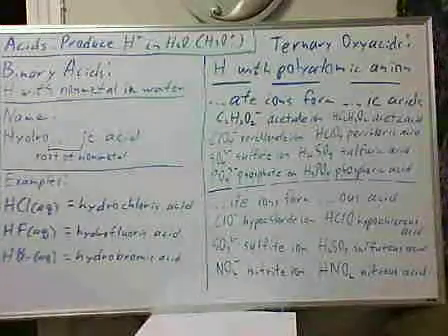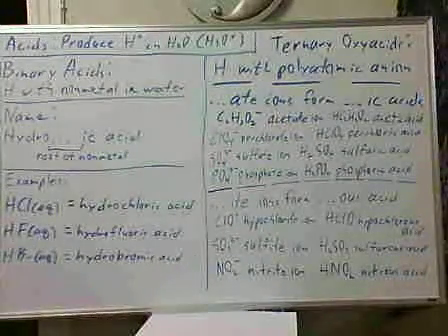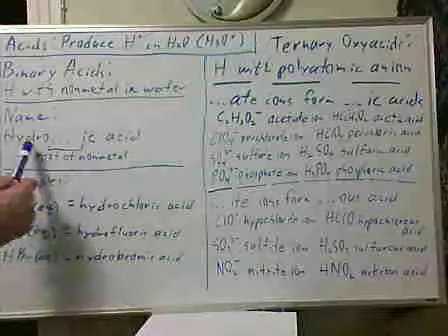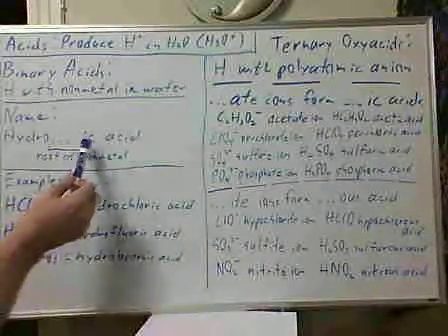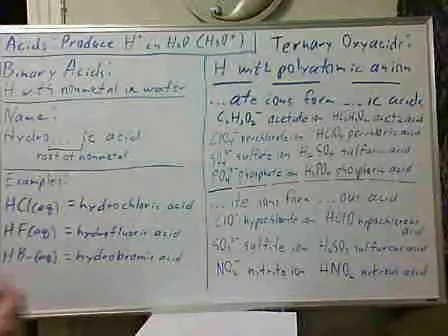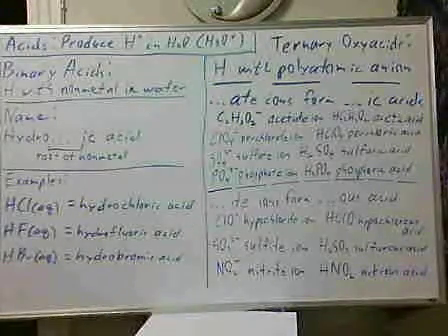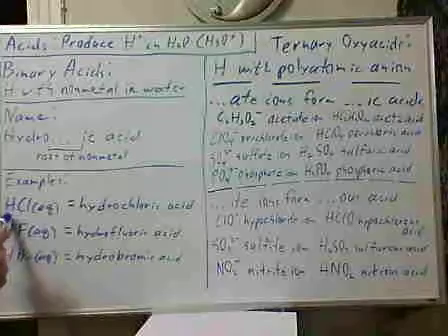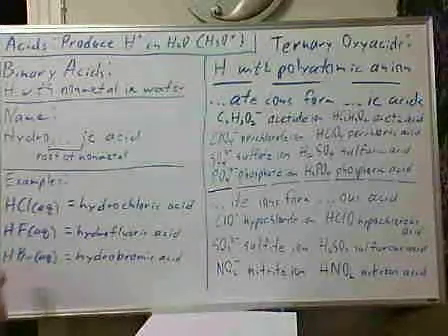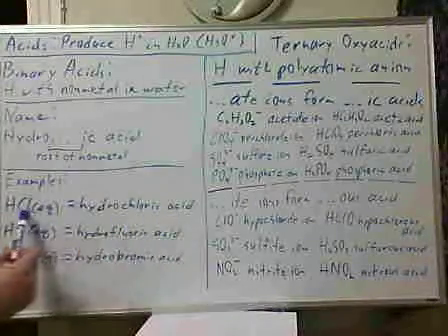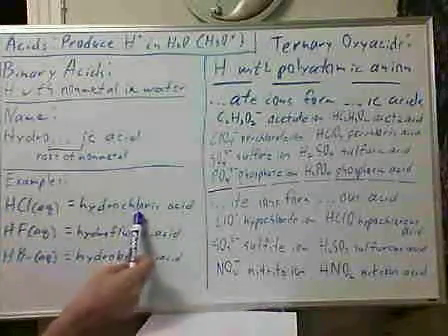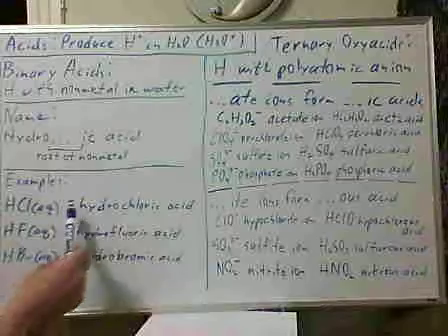The binary acids, hydrogen with one other nonmetal. The name is going to include hydro, the root of the nonmetal, and then it'll end up with the ic, followed by the word acid. So aqueous hydrogen chloride, when we dissolve hydrogen chloride in water, it becomes hydrochloric acid. So we have chlorine, so chloric acid, hydrochloric acid.